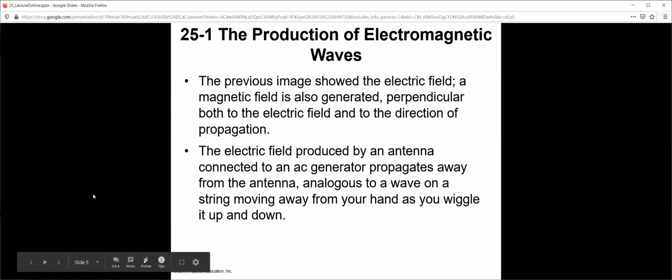Right? This text goes over that. Remember, these slideshows are on Canvas. You can download them, look it up a bit better if you want to. But an AC generator is a good analogy for electromagnetic waves.